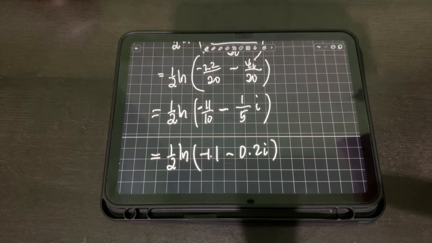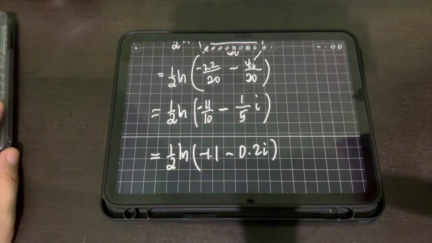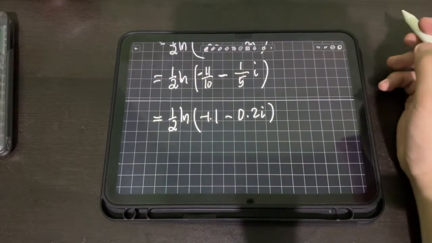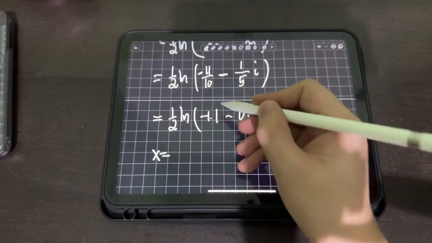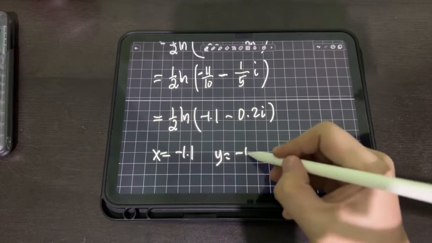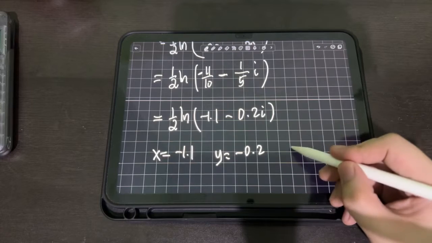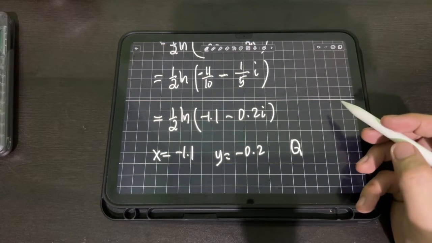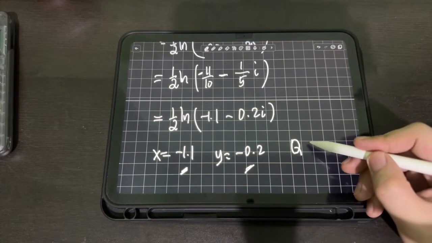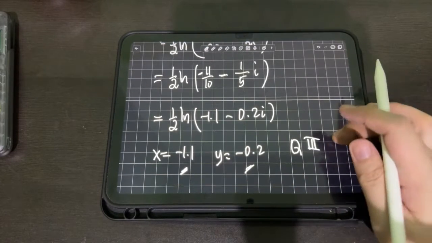And then, we evaluate the ln, right? Okay, so we convert the negative 1.1 minus 0.2i to polar form. So x is negative 1.1, y is negative 0.2. Okay, so what quadrant does the complex number lie in? We have negative x and negative y, both negative, that's why it should be in quadrant 3.